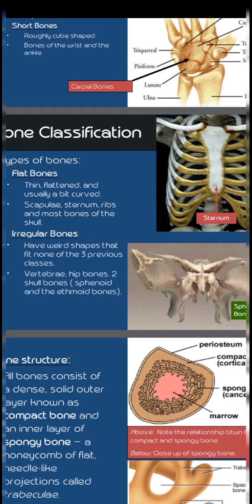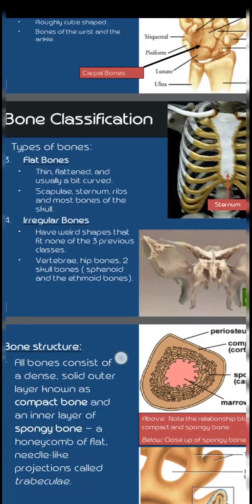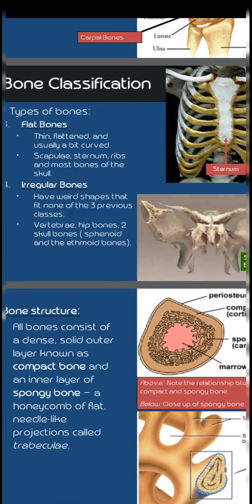They are for moistening the air which we breathe through the nose. They are for warming up the air that we inhale. So sphenoid and ethmoid bone, they basically make the base of the skull, and they are irregular bones.